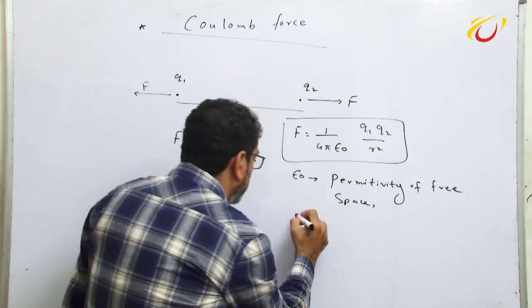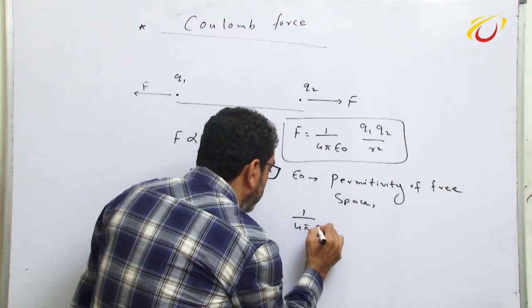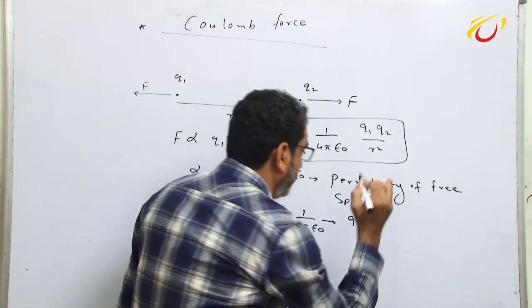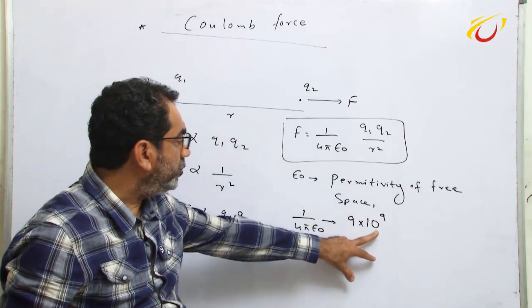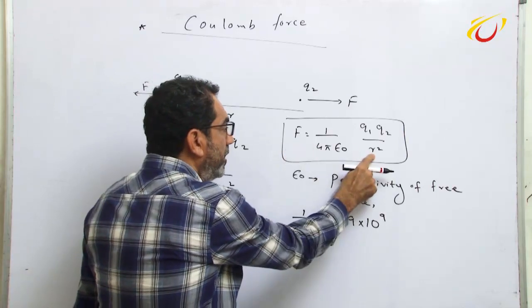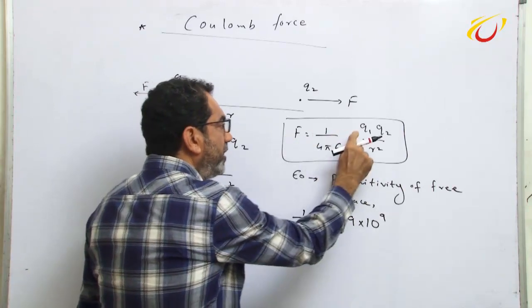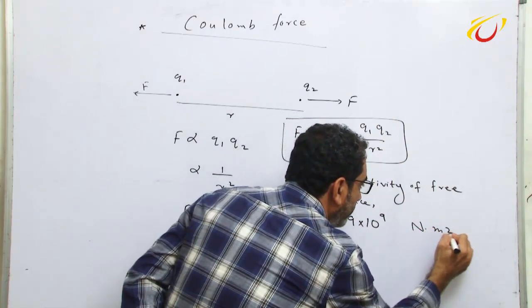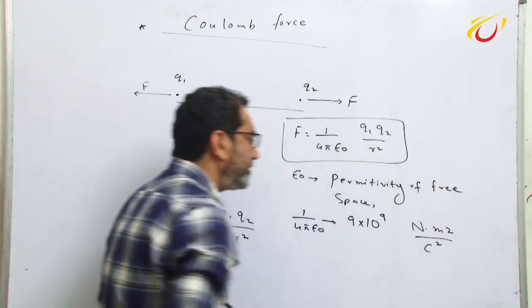Its total value will be nothing but 9 into 10 to the power 9, and SI unit will be Newton meter square per coulomb square.